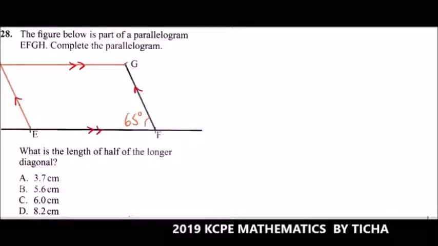So you are now required to measure the distance. This is where we have our H. So you measure FH. When you measure FH, you get 7.4 centimeters. What is the half length of the longer diagonal? FH is the longer diagonal, so half of it will be 3.7. That is, you divide 7.4 by 2, 3.7. If you check your answers given, A is the correct answer, so you shade for A.